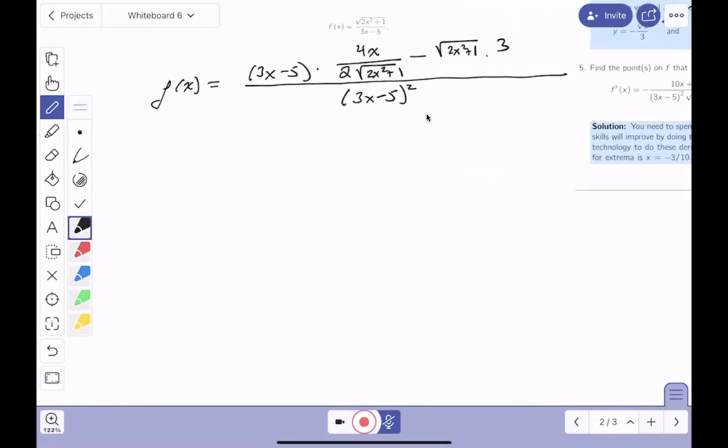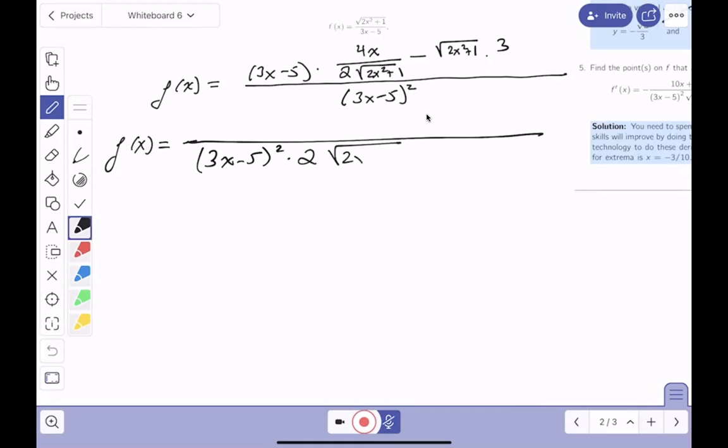All right, so I'm done. You're not done. This is of no use to me. What I'm going to do is multiply top and bottom by the square root of 2x squared plus 1 and the number 2. Let me put that down for you. The bottom is going to be multiplied by 2 and by the root of 2x squared plus 1. We'll simplify later.